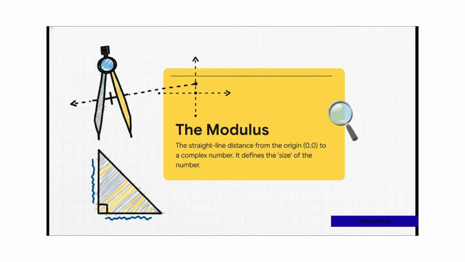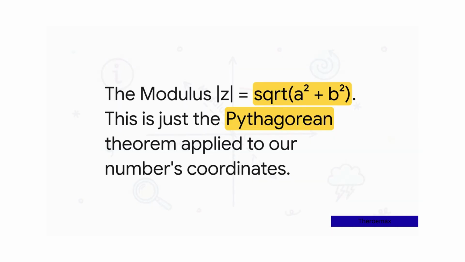It's called the modulus, which I know sounds kind of fancy, but it's just a word for the distance from the center. And you know what's cool? To find this distance, we get to use a tool you probably already know and love, the good old Pythagorean theorem. And here's the tool itself. The modulus of some number z is just the square root of the real part squared plus the imaginary part squared. That's it. This is our trusty distance calculator for every single point on this map.